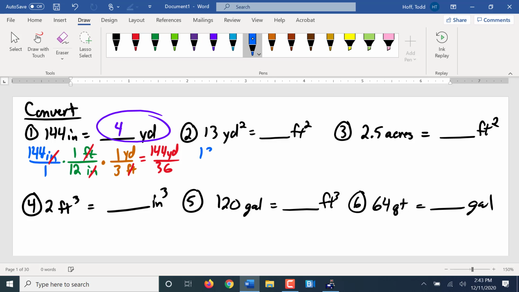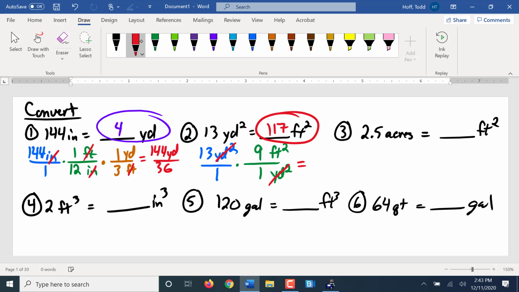Number 2. This is 13 square yards going into square feet. Put square yards on bottom, square feet on top. What's our relationship between square yards and square feet? Well, how many feet are in a yard? 3. This is squared, so what's 3 squared? 9. So 1 square yard is 9 square feet. So the square yards cancel out. We got 13 times 9 square feet, which is 117 square feet. Good.